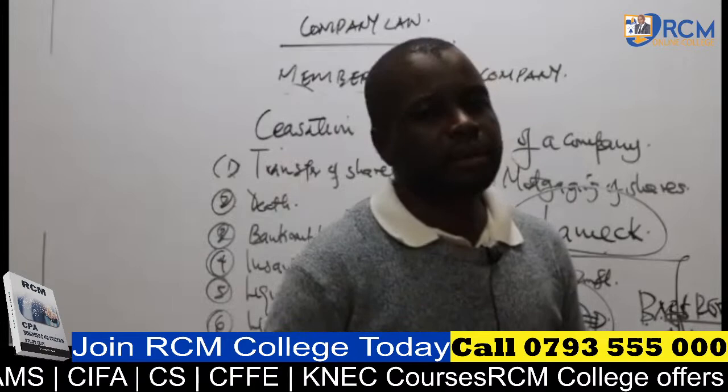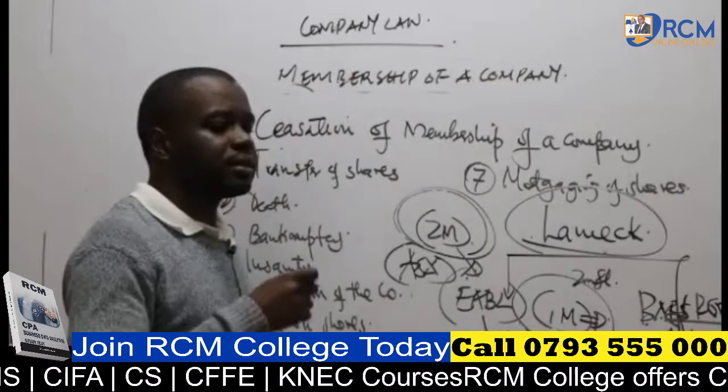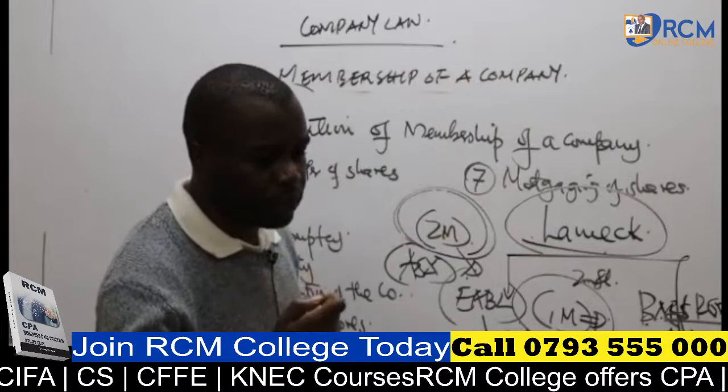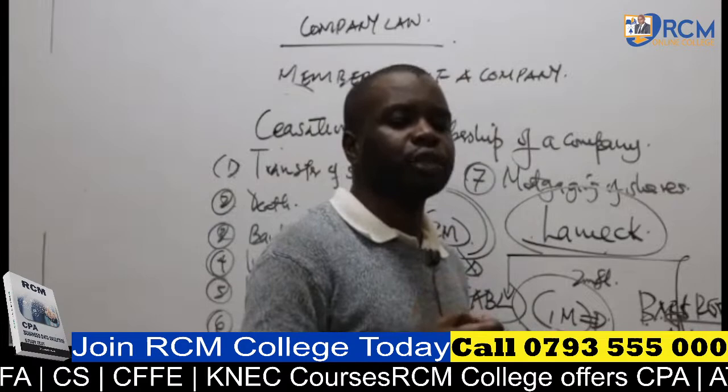So the mortgagee in this case is the lender. The mortgager is the borrower. So if the mortgager, the borrower, is not actually able to pay for the loan, shares being an asset, and of course can be used as a security to get a loan from a financier, they can be charged.